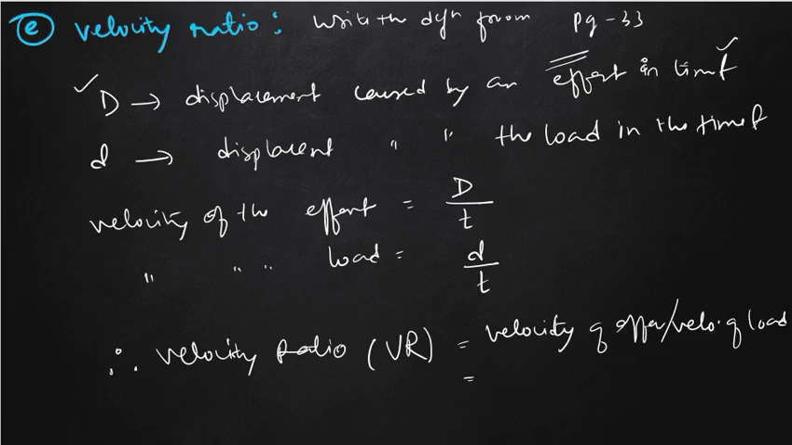Whenever you write the notes, you write in the complete way. Just for understanding I am writing this. So velocity of the effort is D by t, divided by velocity of the load, small d by t. So time cancels out, and the answer is D by d. This is called velocity ratio, or you can define velocity ratio as the ratio of the displacement of the effort to the displacement of the load in the same interval of time. Clear? I think it is clear.